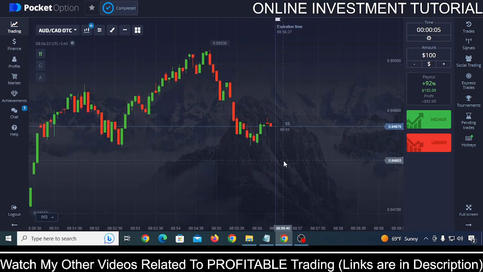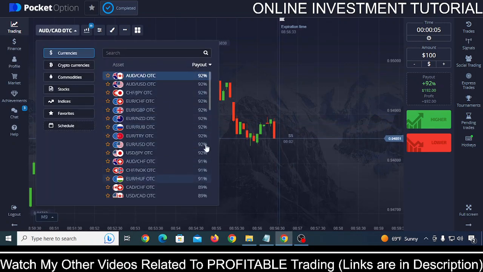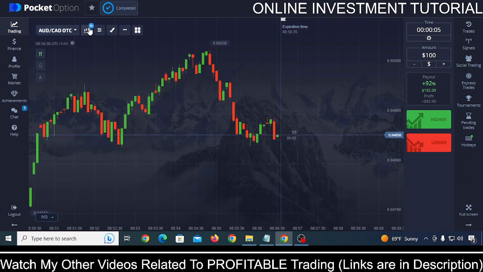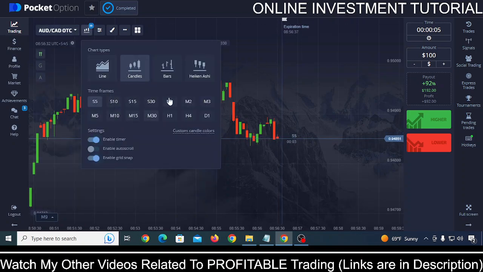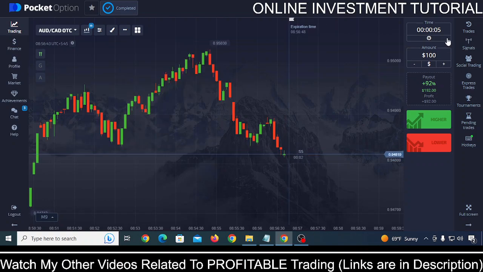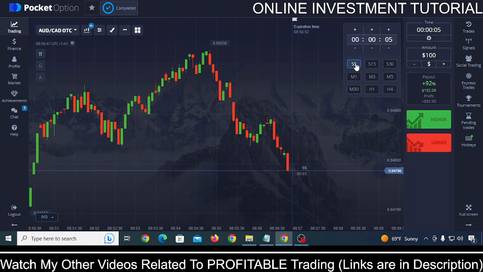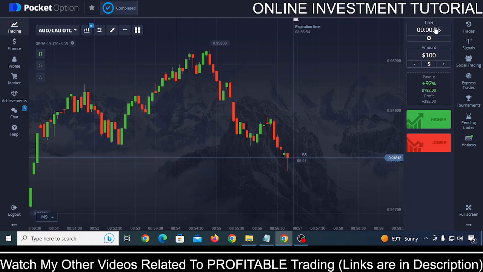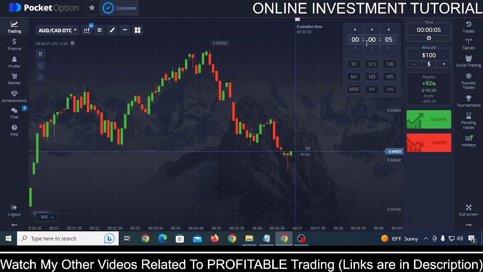So let me first show you how you can make a trade without any indicator. Firstly, you select your currency pair, whichever you want to trade on, and then select the candlestick. You can trade on a 1 minute candle or a 5 second candle. You can trade on the 5 second time frame in Pocket Option, so I'll show you that. Just select candles and click on S5. If you see a flag, turn it to a clock and then make it S5.